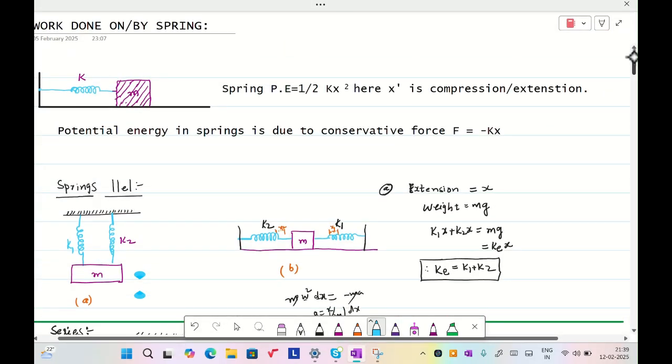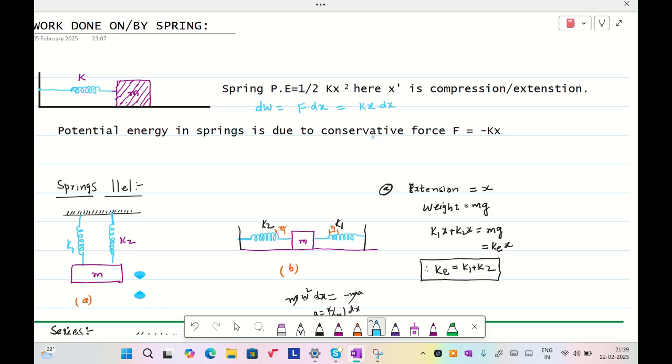Today our topic is work done by a spring force. Work done on or by a spring. Work done by spring force means, so we know dW is equal to F dx. So that is equal to kx dx.